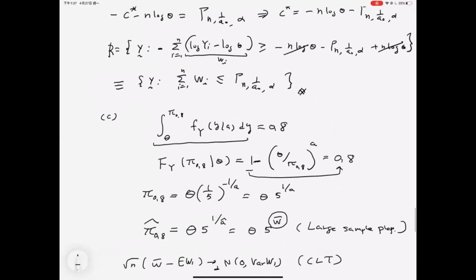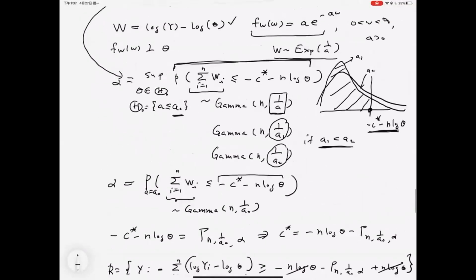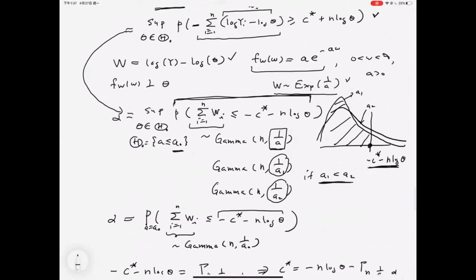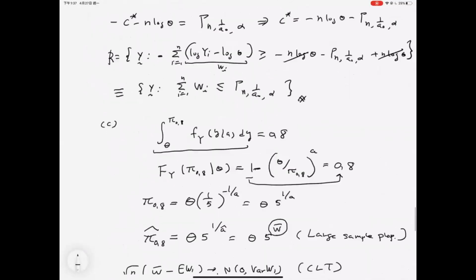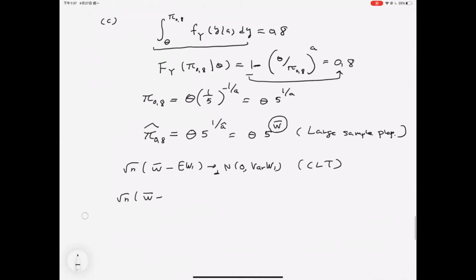I remember we said W1 follows what? W1 actually follows exponential with mean 1 over A. That means this guy, root n times (W bar minus A inverse), goes in distribution to normal 0 with variance equal to the variance of W1, the exponential distribution, A to the minus 2. Right now you are trying to make it happen: I do have pi hat 0.8 as a function of W bar right here, right?